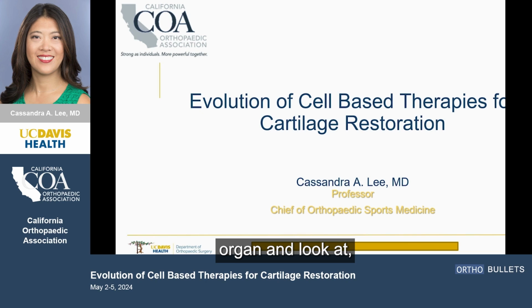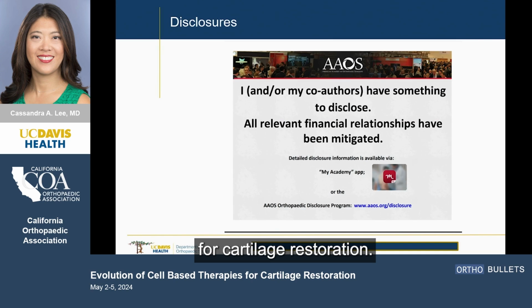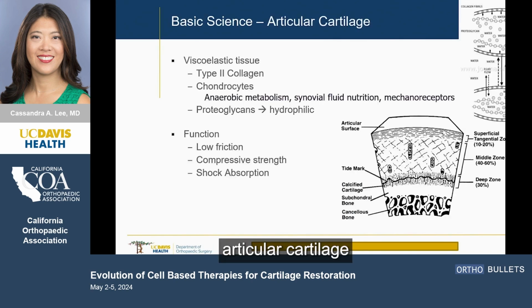The bone joint organ, and look at the surface part of the joint. So, looking at cell-based therapies for cartilage restoration. Looking at the basic science, articular cartilage is a very complex viscoelastic tissue.